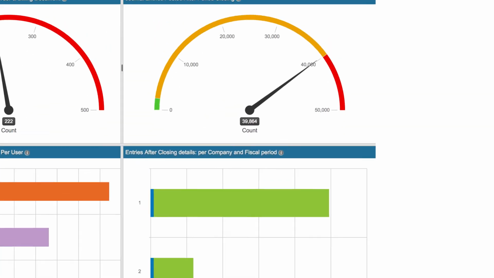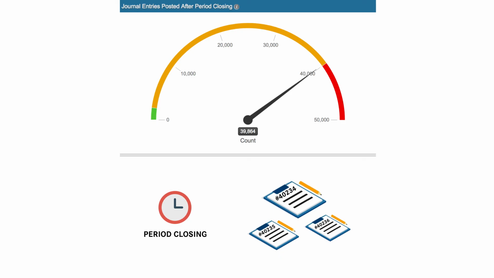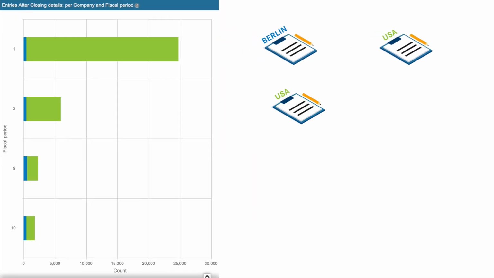The last column shows all journal entries that have been entered after the closing of a fiscal period. As with all gauges and graphs, the safe and critical limits can be customized. In this example, we are reaching the critical area of 40,000 entries. Most entries have been added in one period.